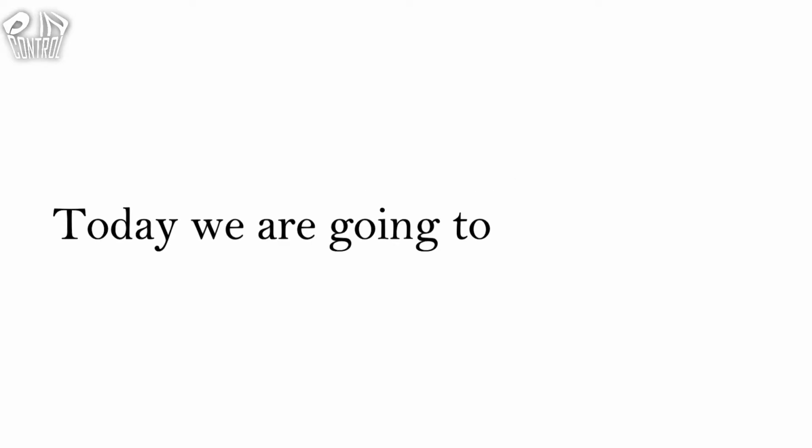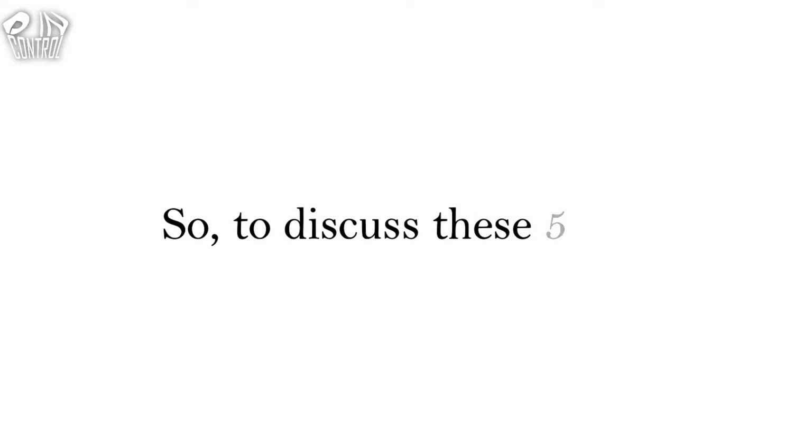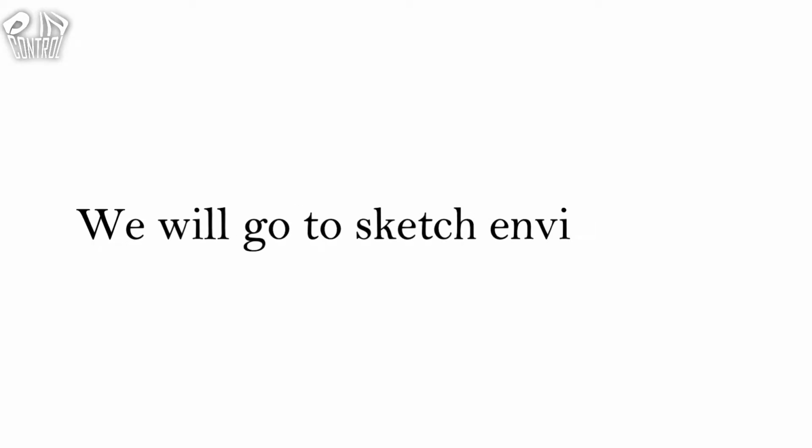Today we are going to discuss 5 tips of Fusion 360. In this session, I will discuss 5 tips which are related to the sketch. The 5 tips are: one is line, second one is rectangle, third one is circle, fourth one is dimension, and fifth one offset. So to discuss these 5 tips, we will go to the sketch environment.